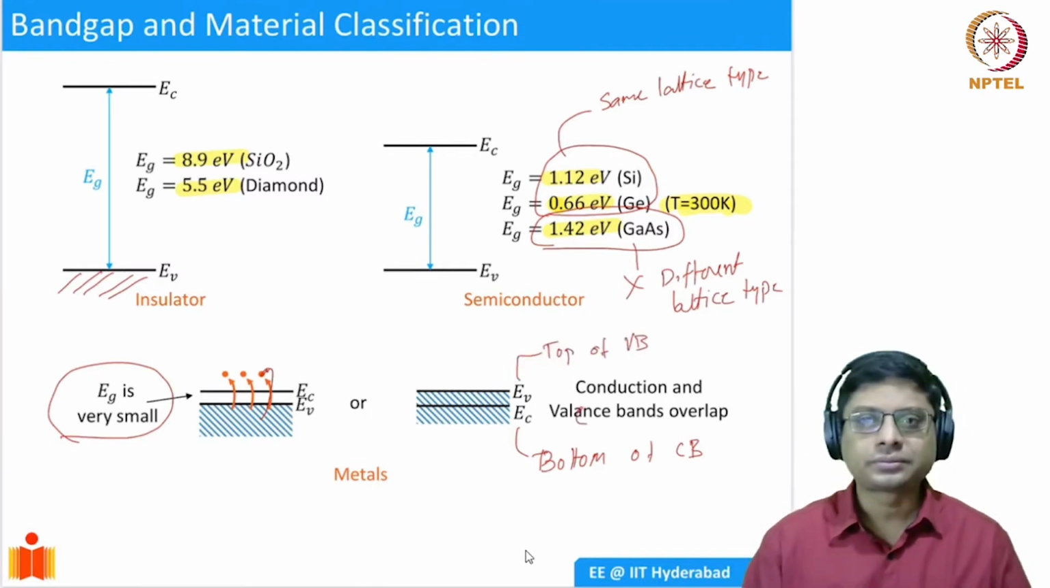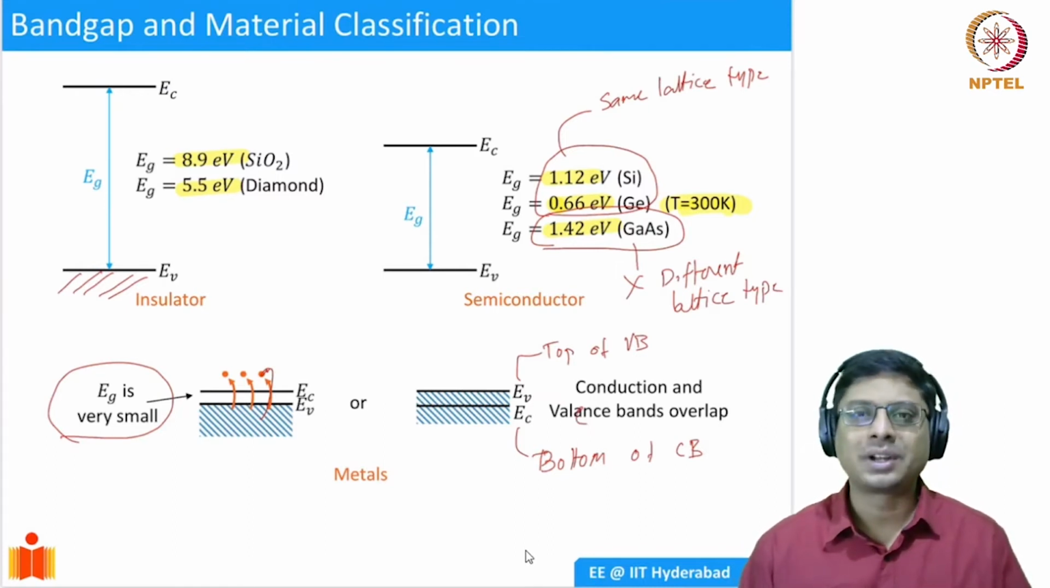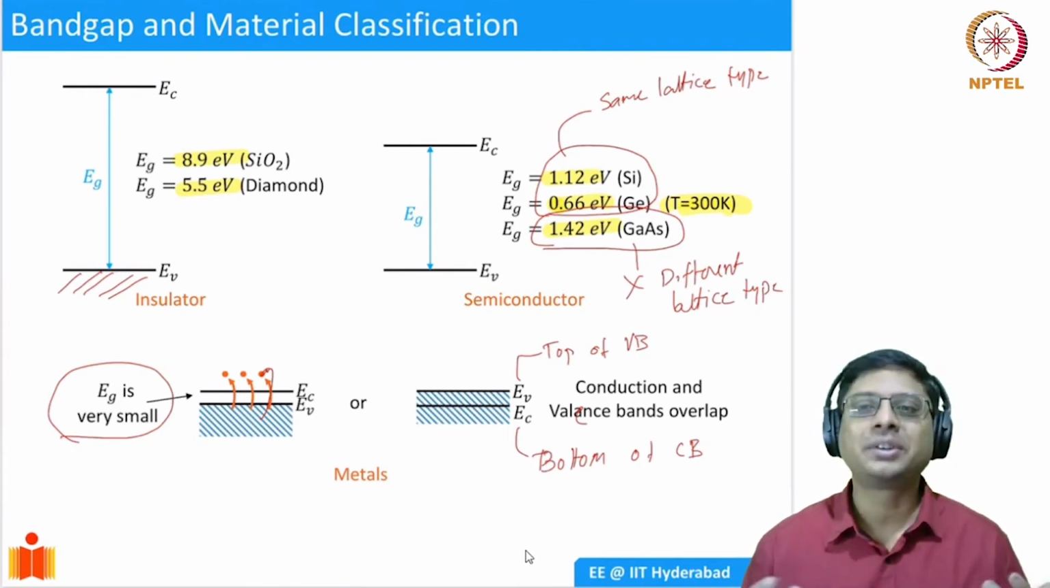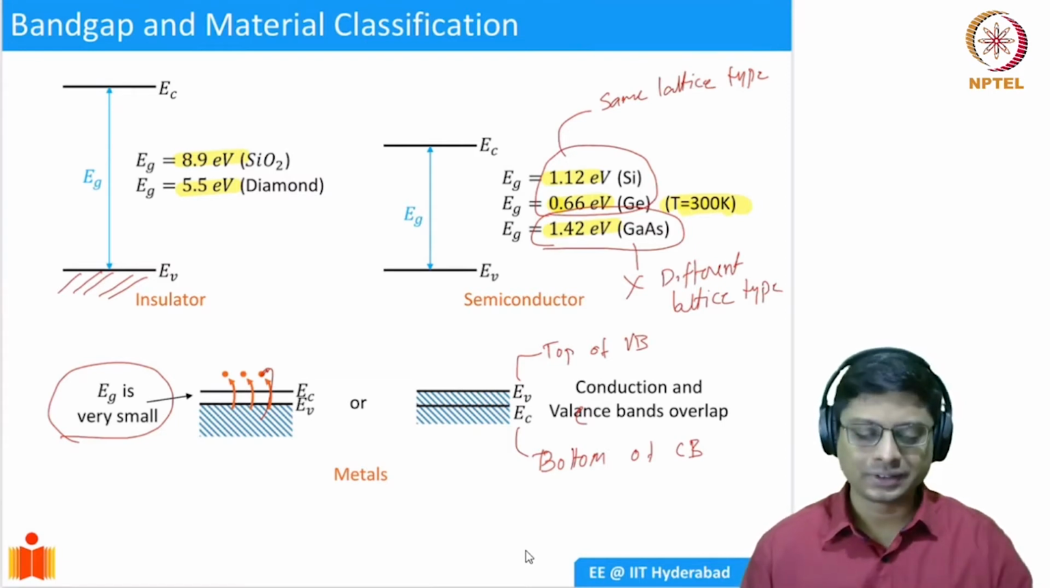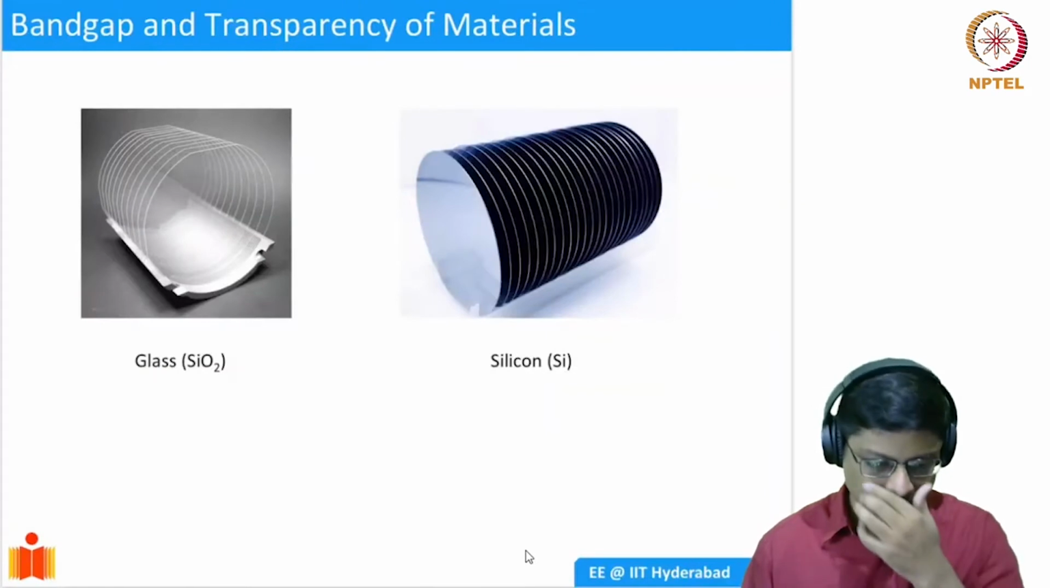Okay. So if this happens, then because of this overlap of bands, lots of electrons are present in the conduction band and they can conduct. Okay. So because of that, metals are very, very good conductors of electricity.